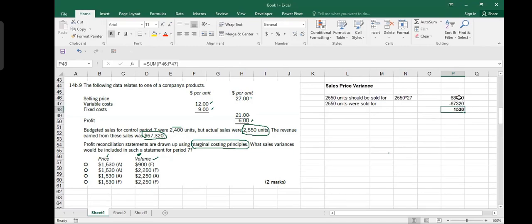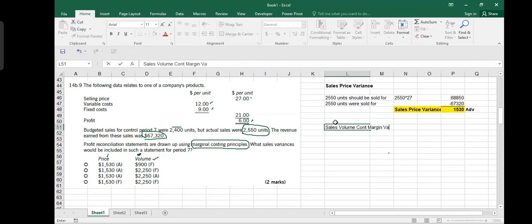And you should be selling for 68. You sold them at a lower price. It is adverse. So you say that your sales price variance is 1,530 adverse. It's very simple. Then you have to calculate sales volume variance. Again, sales volume, and I would say sales volume contribution margin variance, because they say that the company uses marginal costing principle.